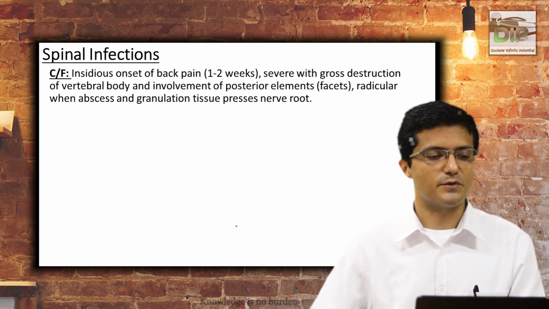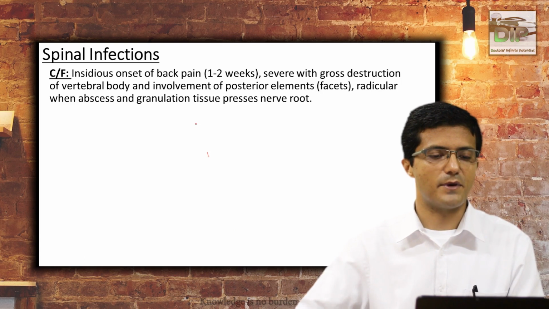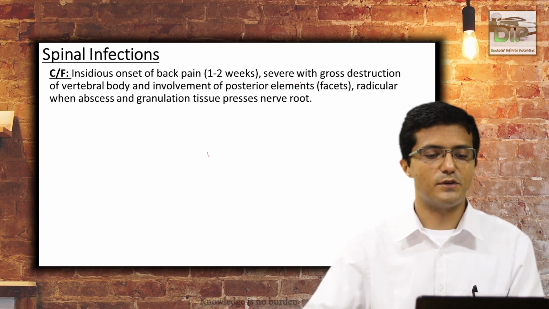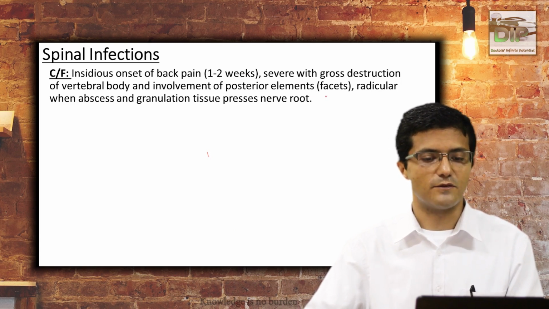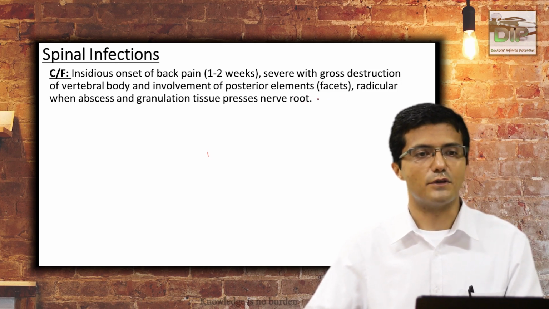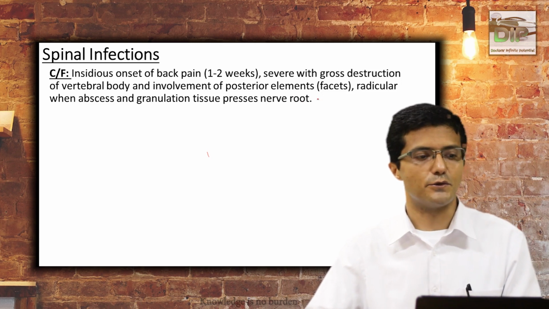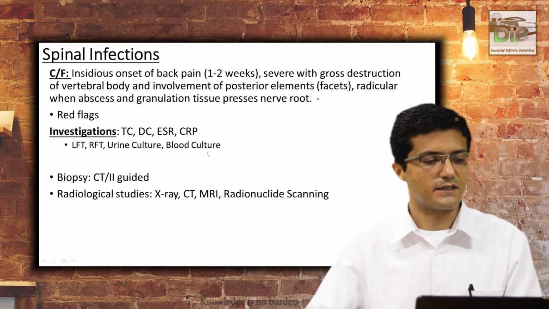The mode of spread to the vertebrae is mostly by the arterial route, and these patients mostly present with insidious onset back pain, with severe pain, gross destruction of the vertebral body, and involvement of the posterior elements as well. Sometimes involvement of the facets is seen. There is radiation of pain, suggesting compression of the nerve root by the abscess or granulation tissue. So again, the red flags are to be seen.